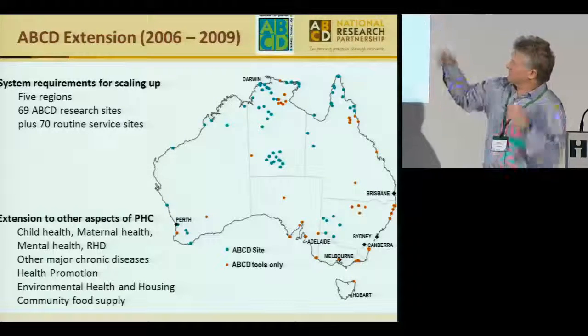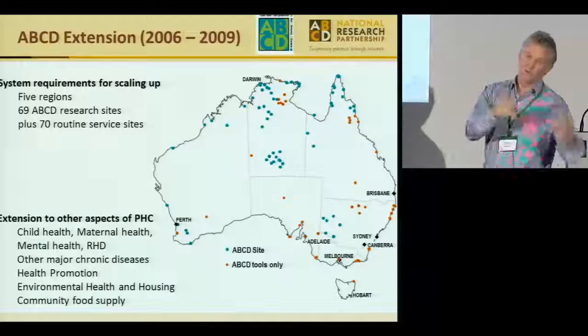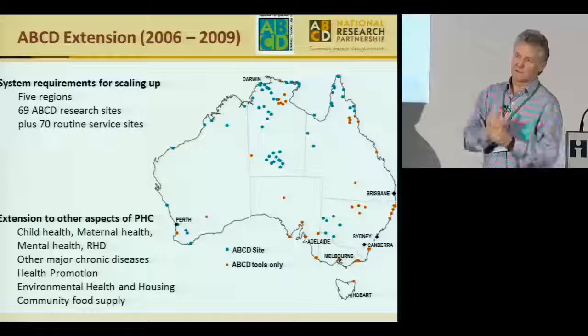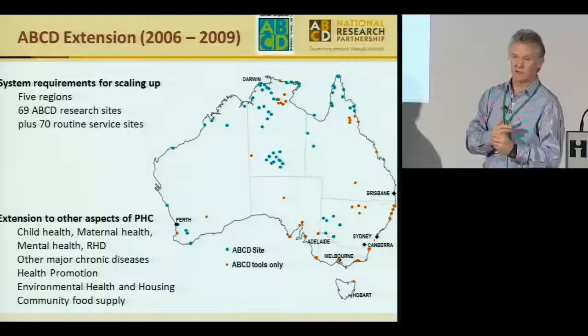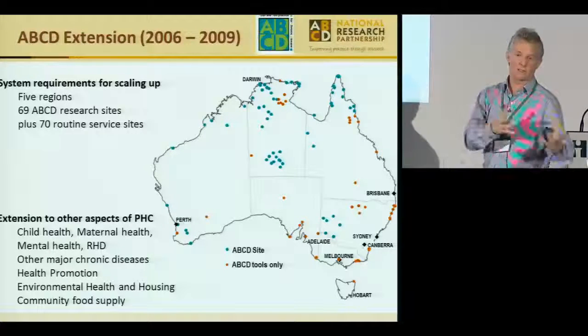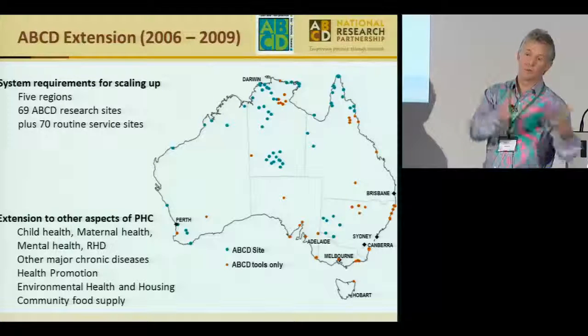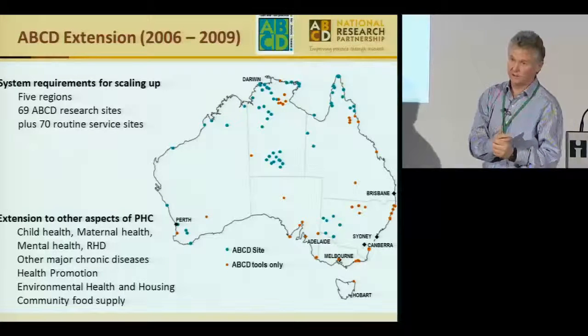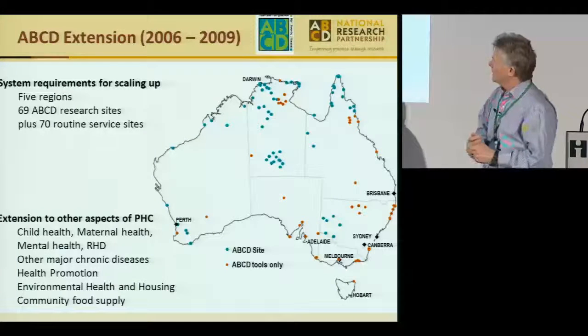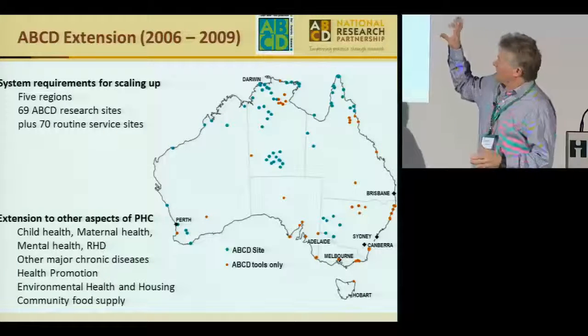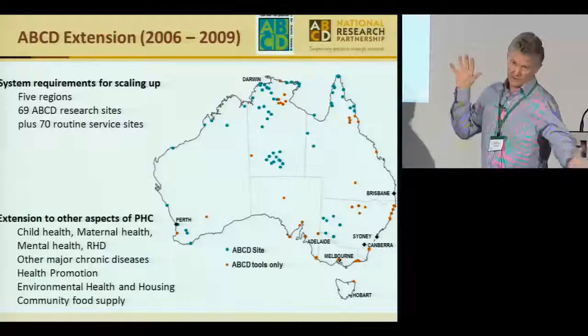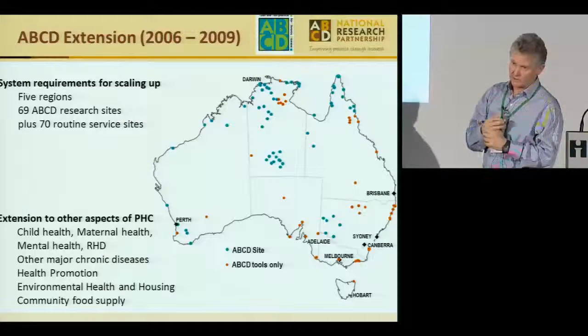So in addition to the 69 services that were formally enrolled in the research, we were also able to give access to the tools and processes to another 70 services which expressed interest in using the tools but didn't want to formally enrol in the research process. So one aspect of extension was this geographic extension to five different regions across the country.